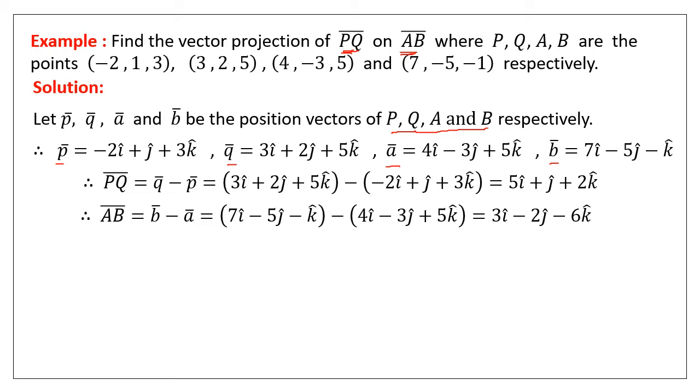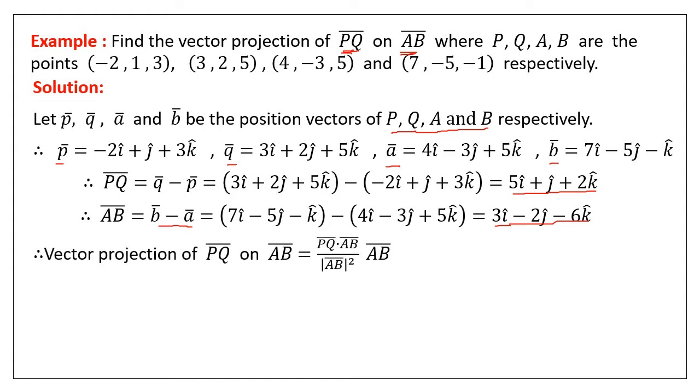Write down the vectors. So PQ bar equals 5I cap plus J cap plus 2K cap. And AB bar equals B bar minus A bar. Write down the vector student. So AB bar equals 3I cap minus 2J cap minus 6K cap. Now we will use the formula for the vector projection of PQ bar on AB bar equals PQ bar dot AB bar upon mod of AB bar square into AB bar.